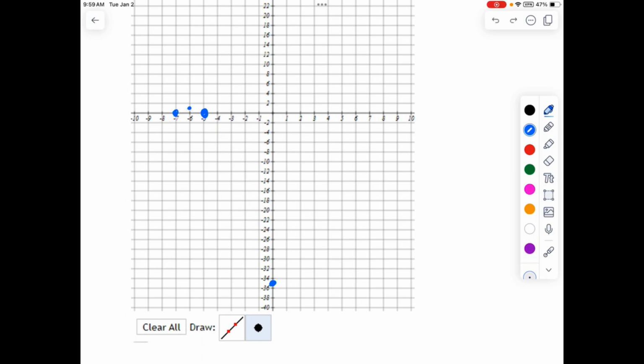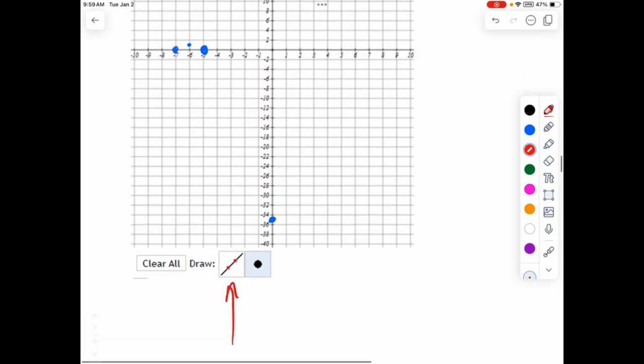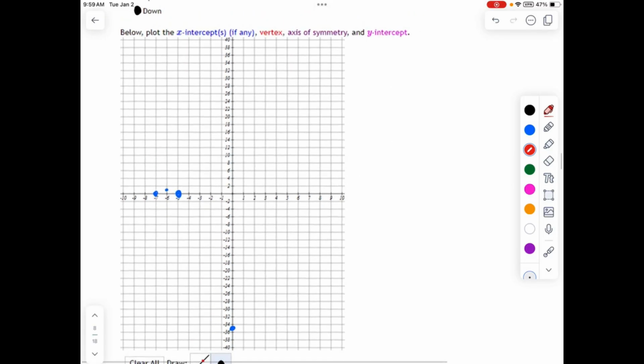Alright, so axis of symmetry. This is the one that throws students off the most. You want to use the line tool for the axis of symmetry. Now we know the axis of symmetry is going to be essentially a line that's running all the way through x equals -6. Okay, there's the axis of symmetry.